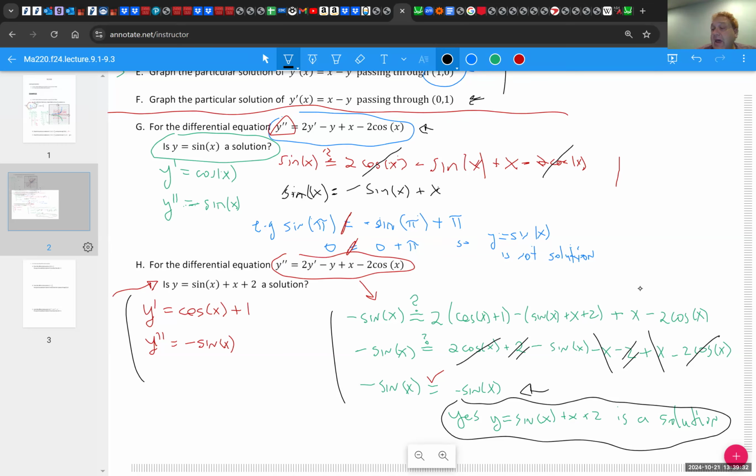So when you're doing the homework, it'll ask you whether or not something is a solution. You just got to plug it in and do the math, and then you'll be able to know whether or not it is.